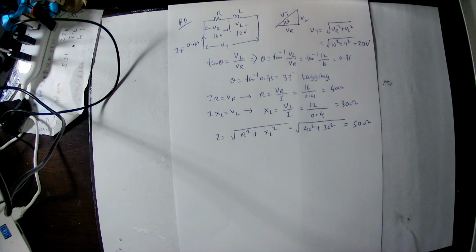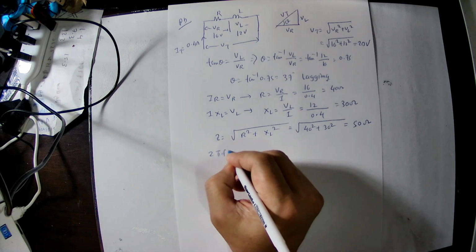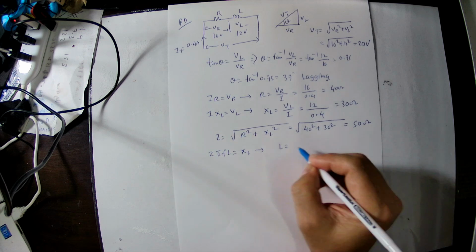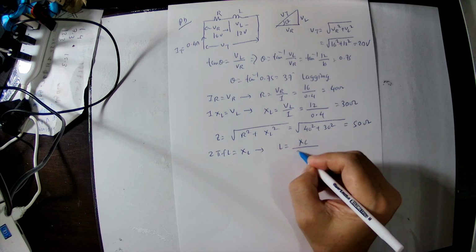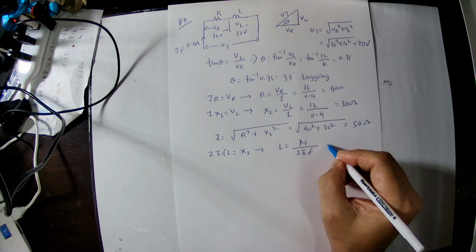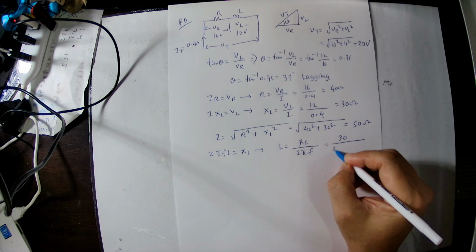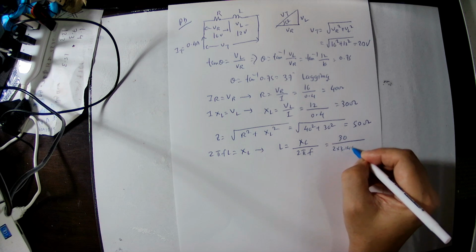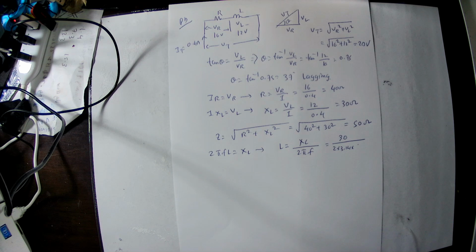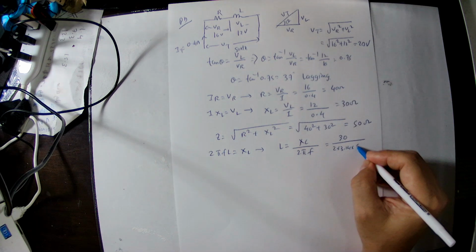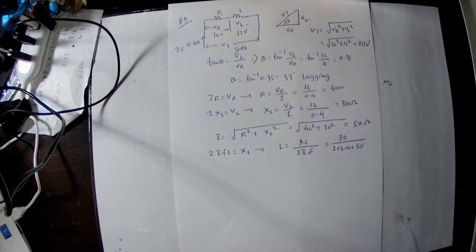Inductance of the inductor: 2πfL equal to XL. So in this case, the inductor L can be calculated as XL divided by 2πf. XL value is 30 divided by 2 by 3.14, and the frequency of the supply is 50 hertz. So 30 divided by 2 by 3.14 and 50. So that will be 0.096.